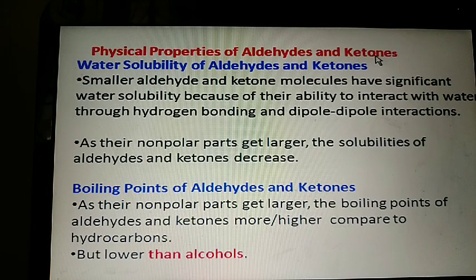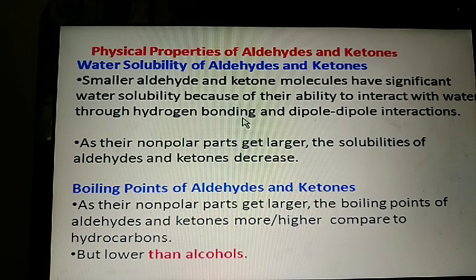Now the physical properties of aldehydes and ketones, starting with water solubility. Generally, smaller aldehyde and ketone molecules have significant water solubility because of their ability to interact with water through hydrogen bonds and dipole-dipole interactions. What it means is that smaller aldehydes are those having fewer carbon atoms. If you increase the carbon atoms in the chain, the solubility will decrease.